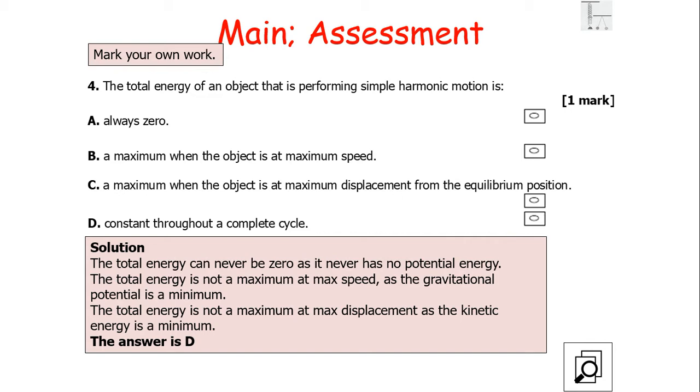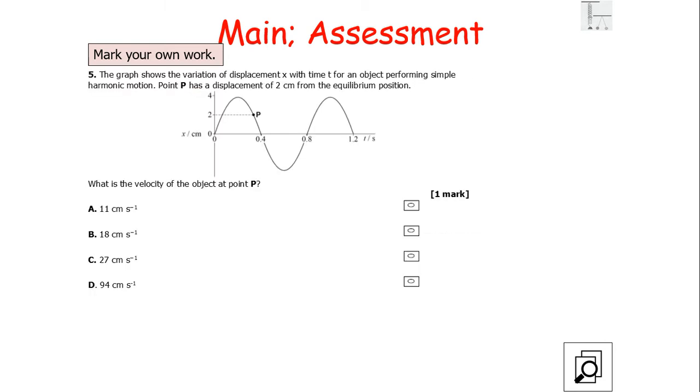The total energy is not a maximum at max speed, because the potential energy is a minimum at that point, and the total energy is not a maximum at maximum displacement, as the kinetic energy would be a minimum at that point. Right, question 5.